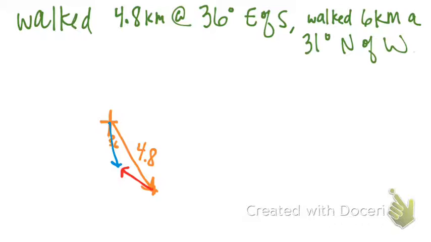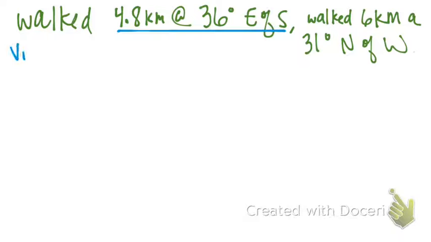If it were me, I would just ignore this first drawing and treat our vectors as individual. So here's our vector 1. I'm going to say V1 is 4.8 at 36 degrees east of south, and I'm going to draw that vector individually. I just want to focus on that one. If it's east of south, we draw the vector in that direction. East of south means that angle needs to touch which axis? It needs to touch the south axis and then swing to the east. So 4.8.